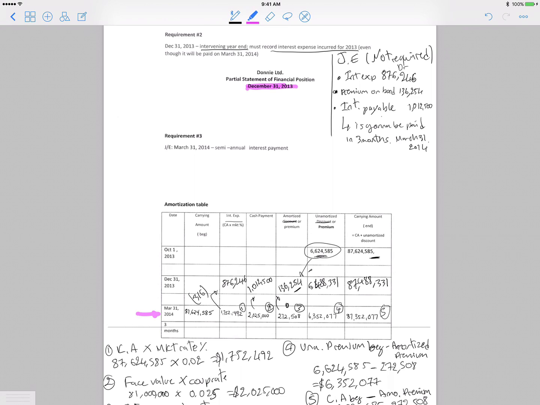So now to do the partial statement of financial position, we know that we have interest payables. I'm just going to highlight it in yellow. This is an account that goes on the statement of financial position. The first part is going to be the current liabilities. The reason I'm writing it down there is because I don't have enough space on this paper. So I have interest payables of 1,012,500.